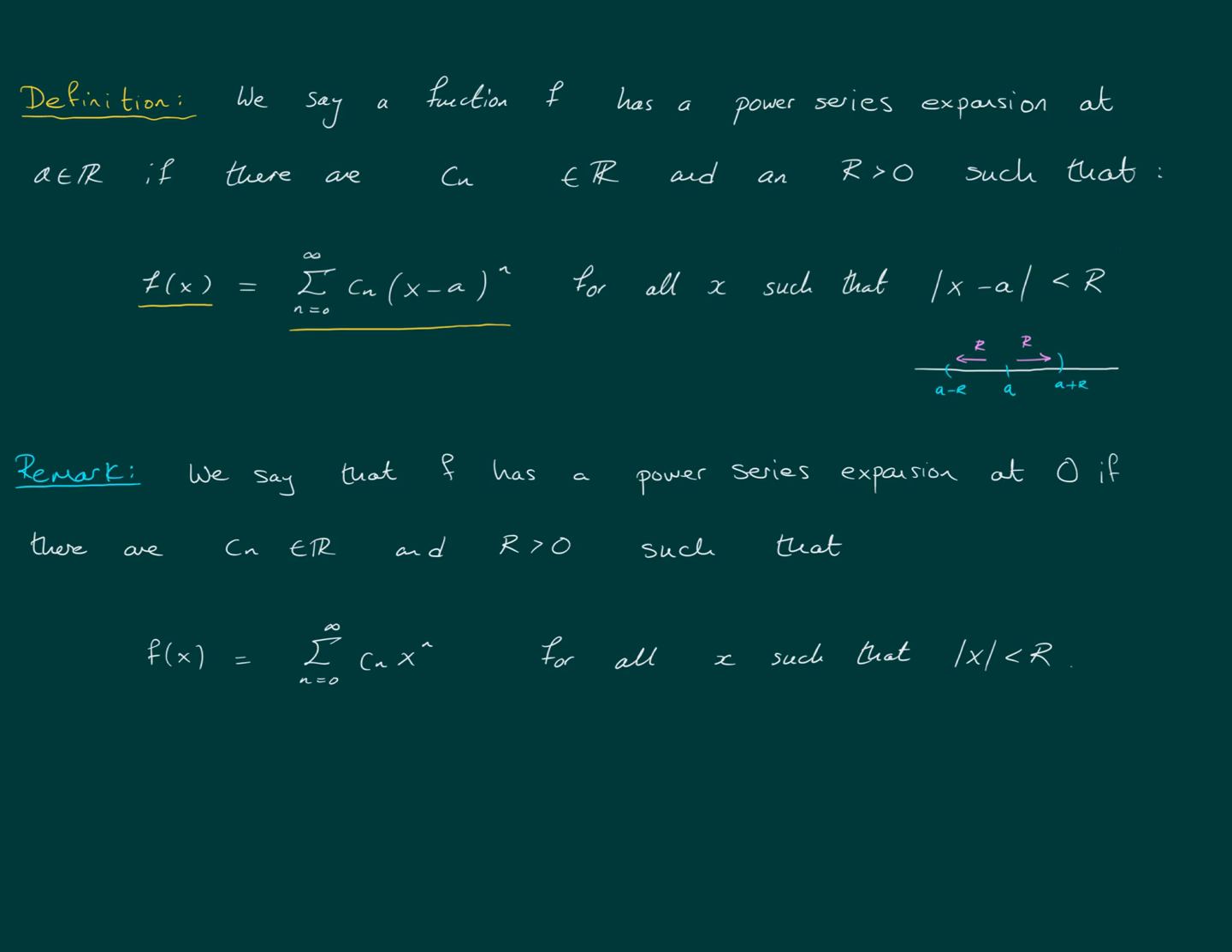Okay, so let's look at some examples. From our table, we see that the functions f of x equals 1 over 1 minus x, g of x is ln of 1 plus x, and h of x is tan inverse, or arctan, of x, all have power series, so all have power series expansions at 0. So if you go back and look at the table and check the definition, you'll see these functions all have expansions at 0.